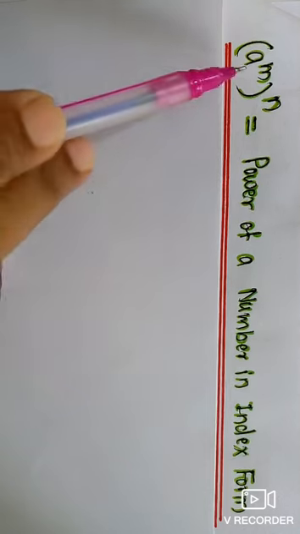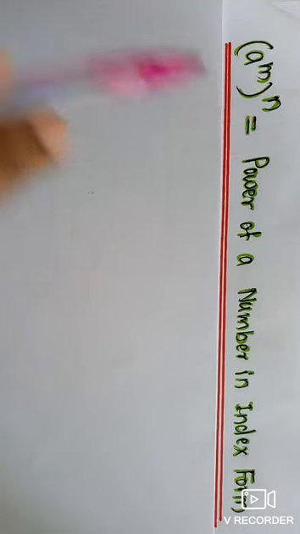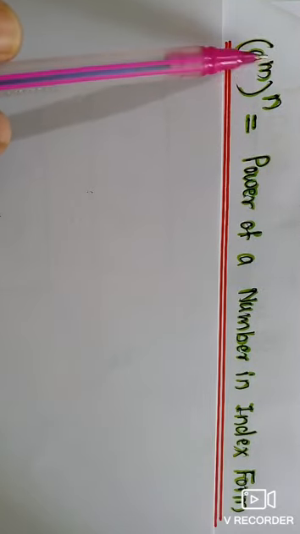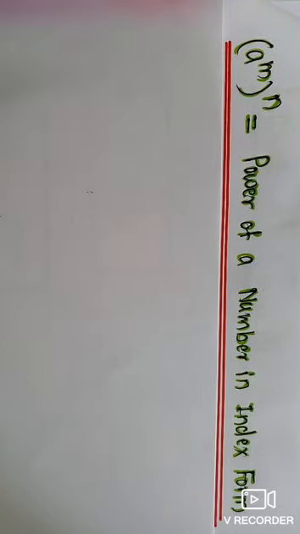Same for division, A upon B raised to m, if it is there. This index is for both the numbers, means it is for A also and for B. Now the last rule, that is A raised to m raised to n, if it is there. Means what? Power of the number in index form. Which number is in index form? Its index. So what rule is there for that?